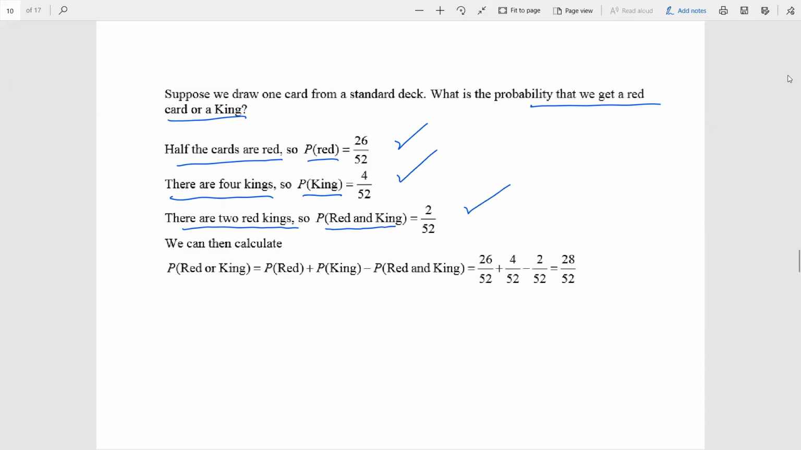So now we can calculate the probability of a red or a king. It's the probability of a red plus the probability of a king minus the probability of red and king. So that's 26 over 52 plus 4 over 52 minus 2 out of 52, which is 28 out of 52, which is 7/13. Always remember to reduce to the lowest terms.